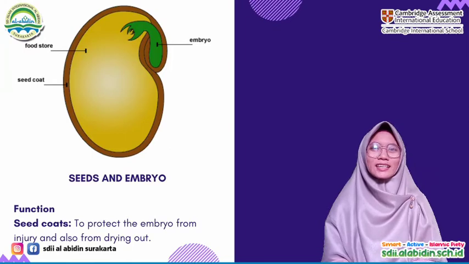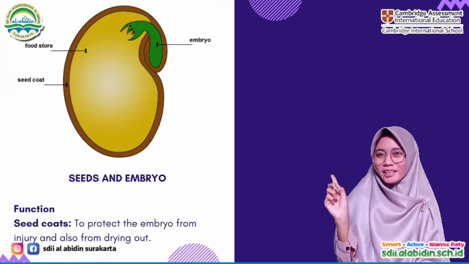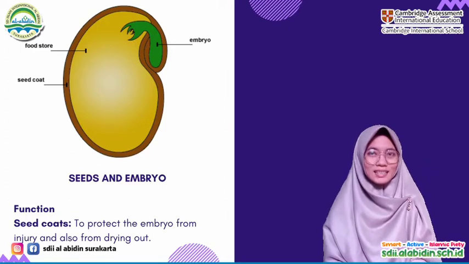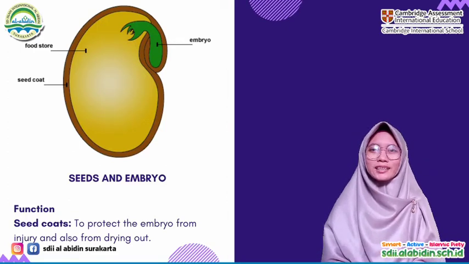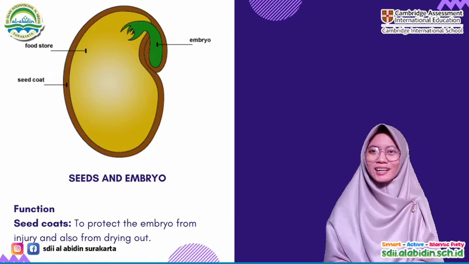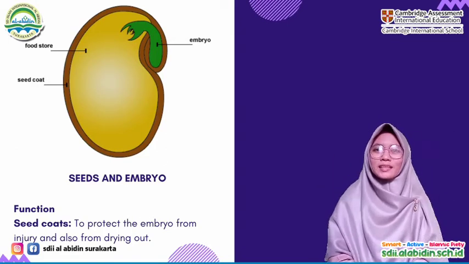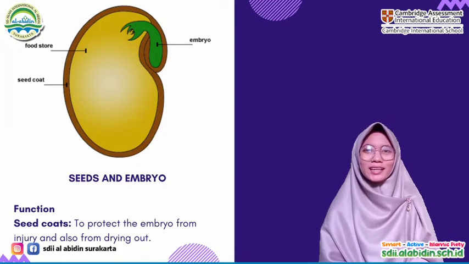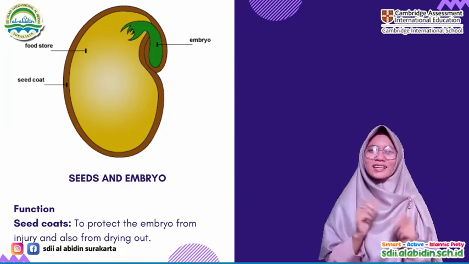Okay, students, now look at the picture here. This is a picture of a seed. Can you find the embryo? Yes, the embryo is the green one. Now, do you still remember what an embryo is? An embryo is a tiny plant inside a seed.